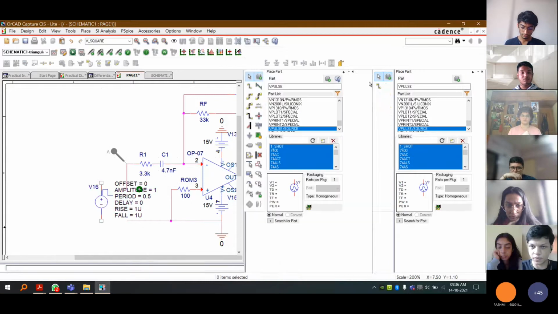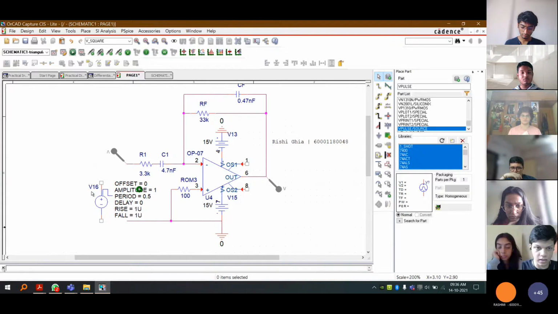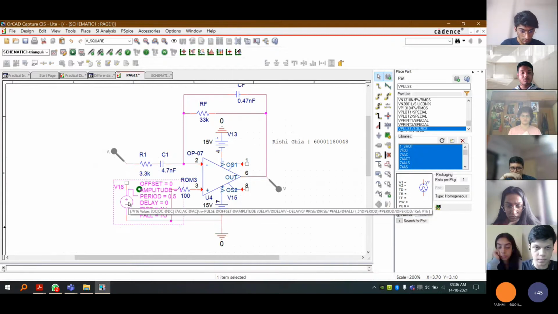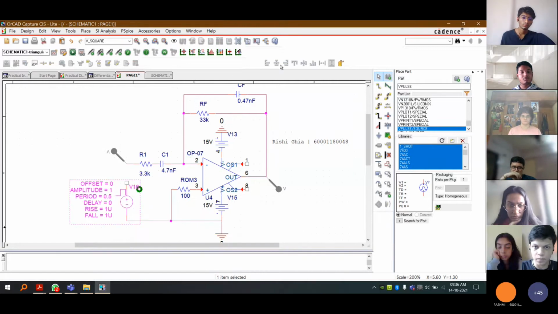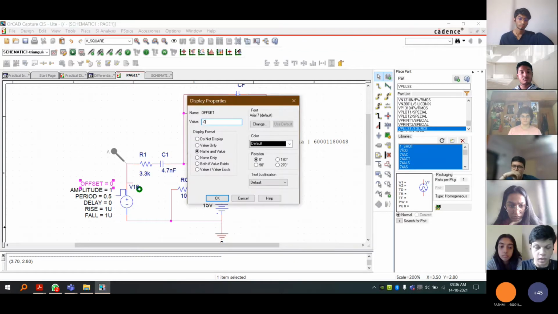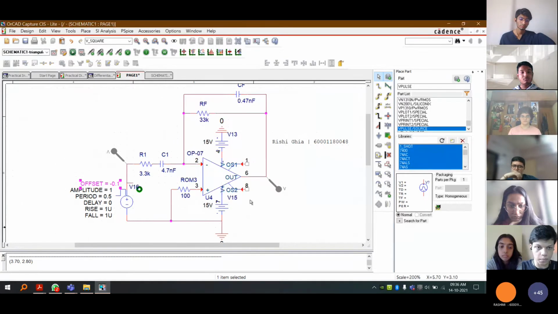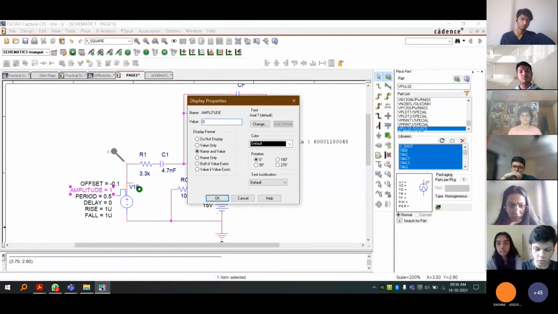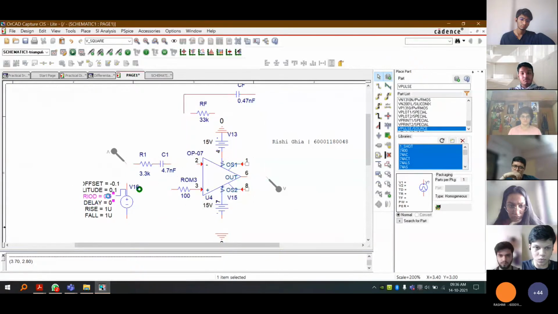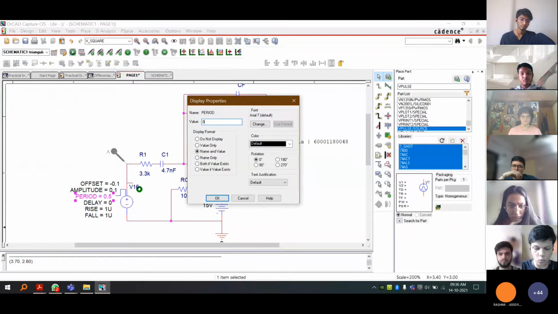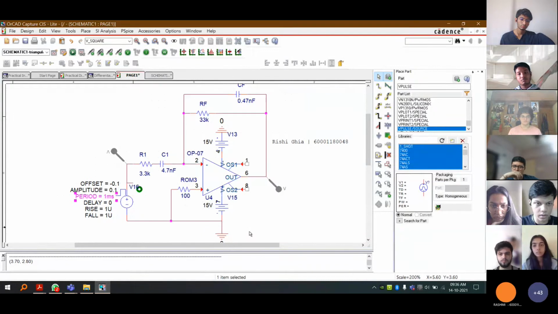Since I don't have enough space here, I'll have to do a little bit of a manual placement. I'll delete this wire, place it here. I'll mirror this horizontally so that I can just have the values out here. And I'll just create a wire from here to here. All right, so our circuit is ready. Now we can just put our voltages. So I'll make my offset minus 0.1. I'll make my amplitude 0.1. A period of 0.5 seconds is too high. I'll make that 1 millisecond to start with.